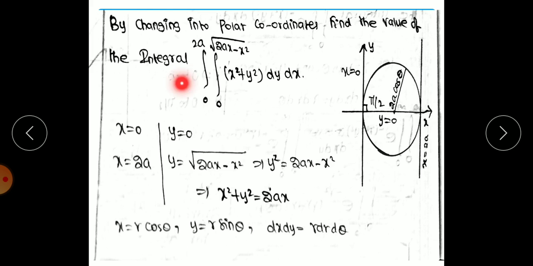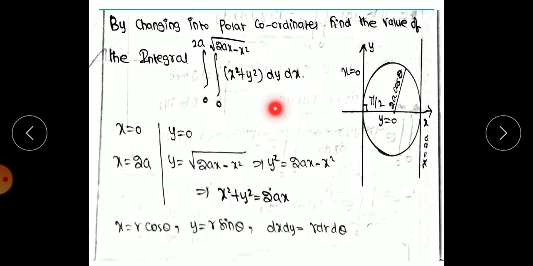So apply the limits. Here also we are taking a squared minus r squared equal to t. And after applying, we arrive at the answer as a power 3 by 3 into pi by 2 minus 2 by 3. Next, by changing to polar coordinates, find the value of the integral they have given.